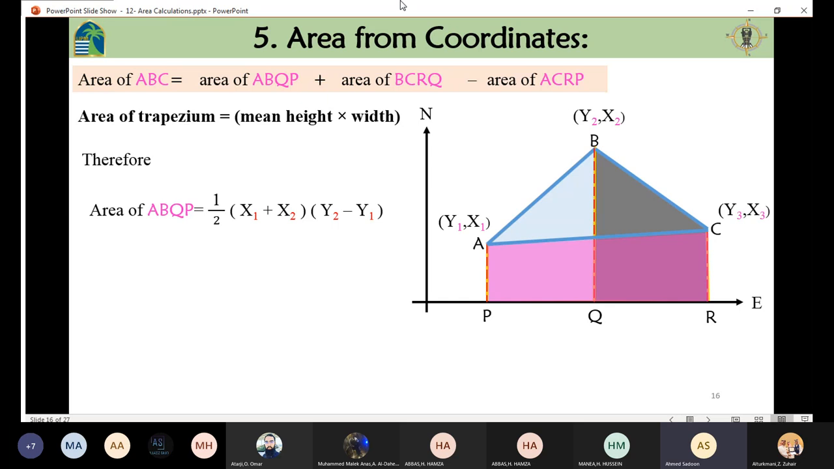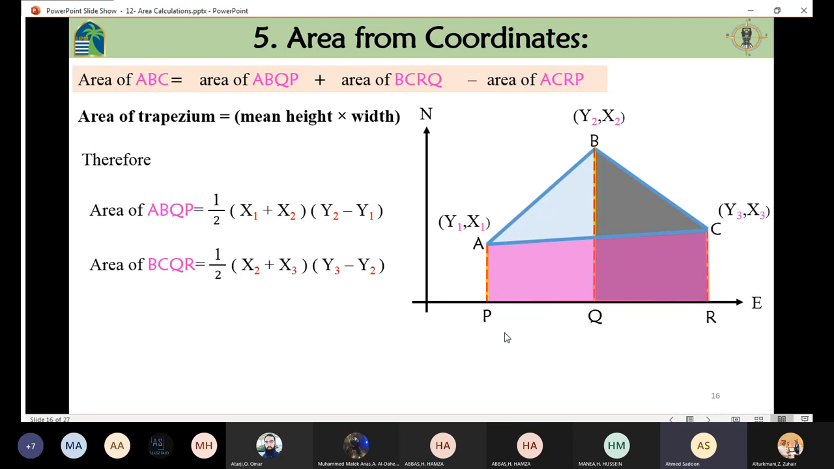Similarly, I'm going to determine the area of BCRQ, this trapezoid. I'm going to do this in a similar manner. First, I need to know the width. The width will be y3 minus y2. And the mean height is going to be x2, the distance from here to here, plus the distance from here to here, which is x3. So (x2 plus x3) over 2 represents the mean height for this trapezoid. So the area of BCRQ is going to be 1 over 2 times (x2 plus x3), which represents the mean height, times (y3 minus y2).